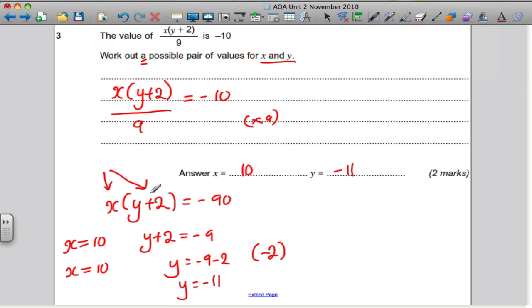Obviously there are many correct solutions to this, but if you get yourself to this point and pick your x and y, anything that multiplies up to negative 90, you could get several different answers. But here is an example of one.